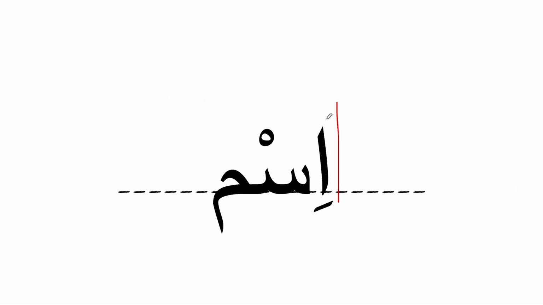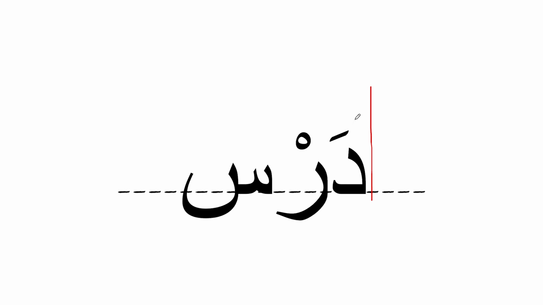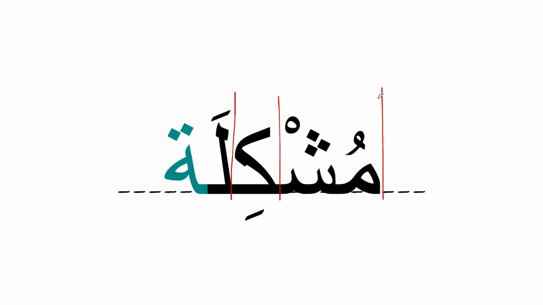Okay, let's read this word. Ism, which is a name. And this word is shirka, which is a company. This word is dars, which is a lesson. The next word is mushkila, which is a problem.